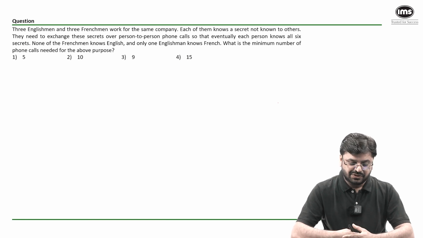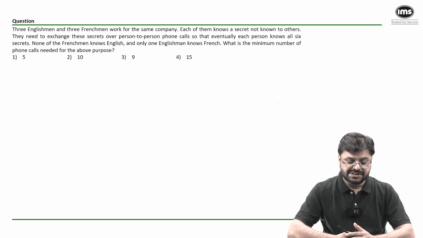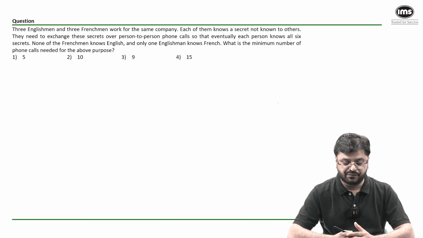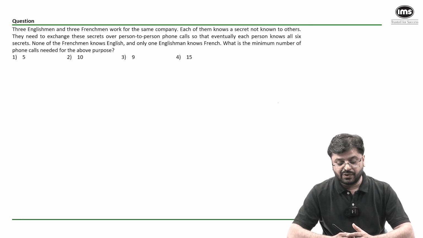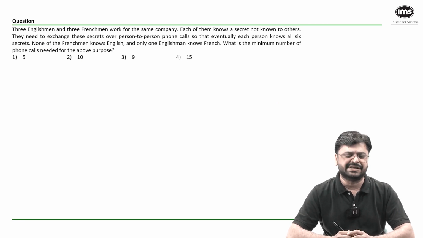Hi. So there is another question. It says 3 Englishmen and 3 Frenchmen work for the same company. Each of them knows a secret not known to others. They need to exchange these secrets over person-to-person phone calls so that eventually each person knows all 6 secrets. None of the Frenchmen knows English and only one Englishman knows French. What is the minimum number of phone calls needed for the above purpose? So here we need to minimize the number of phone calls to exchange all these secrets.